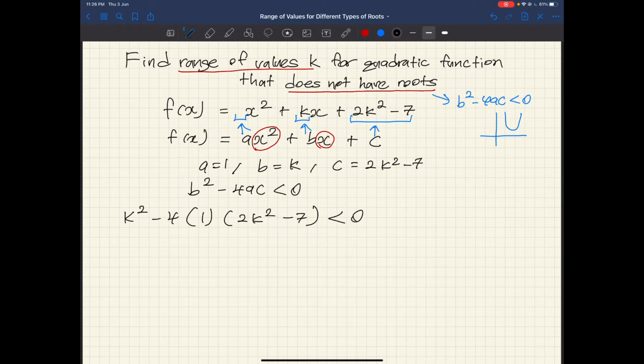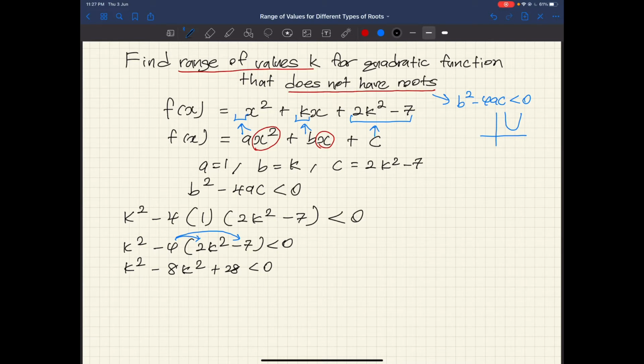You just have to expand. So k squared minus 4 times (2k squared minus 7) less than 0. You see a bracket, right? So basically you gotta expand here. Negative 4 times 2k squared, negative 8k squared. Negative 4 times negative 7 will be positive 28, less than 0.